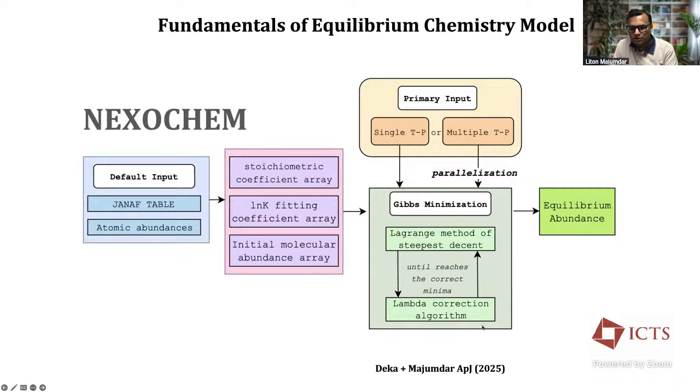So here, one of the algorithms that we have used in the past is the Lagrange method of steepest descent and lambda correction algorithm. So if you do that, then what you will get for the entire system, starting from your initial abundances.